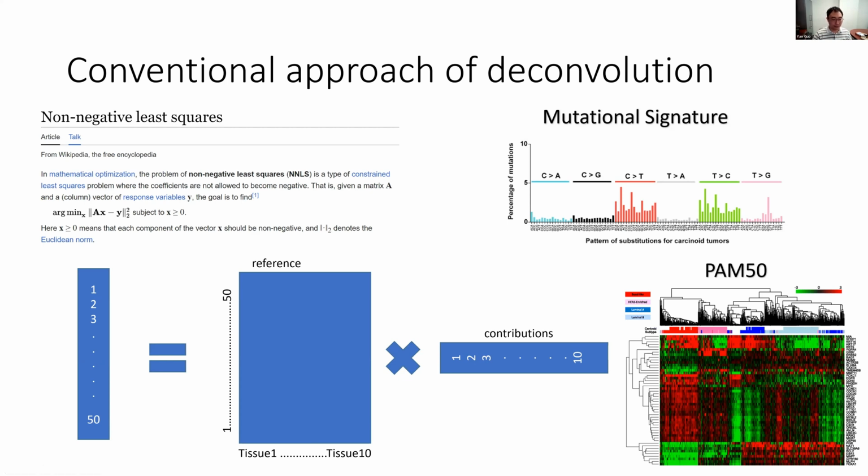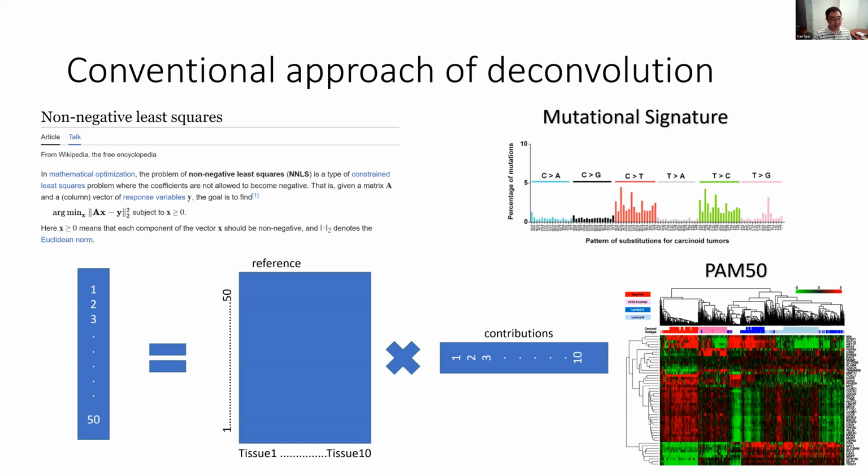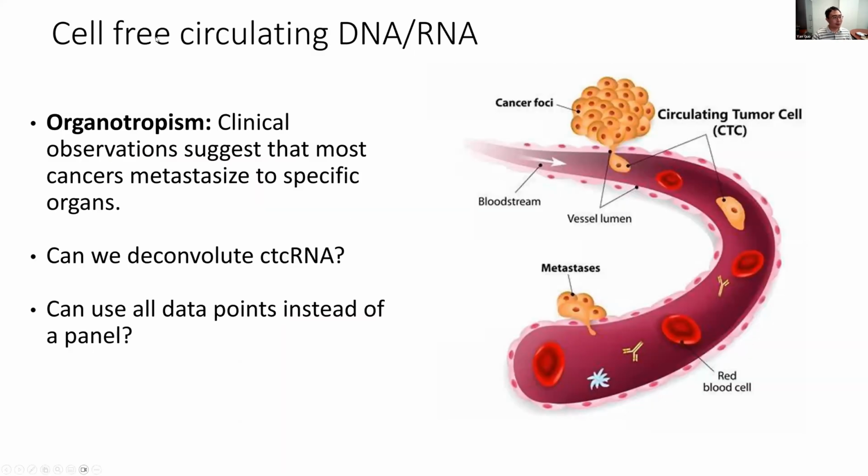So how can we improve this? This is my original thinking. I started working with one type of RNA called cell-free circulating tumor RNA, actually. We call this CTC, circulating tumor cell RNA.